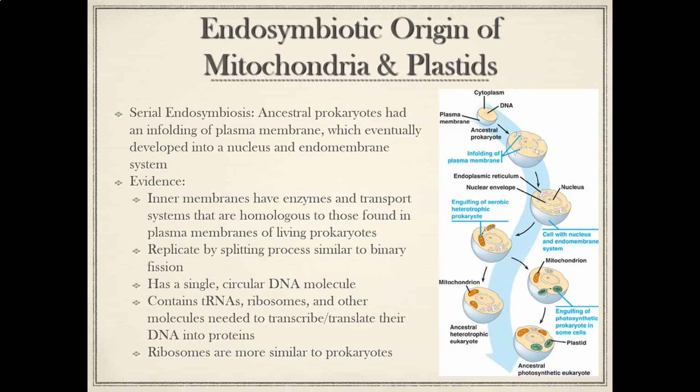But that's not where the evidence stops. They also contain their own tRNAs and ribosomes, both molecules that would have been necessary for protein synthesis within a free-living organism. These two particular organelles also carry out that. And those ribosomes are actually more similar in their structure to the ribosomes we see in prokaryotes. Once again, the eukaryotic ribosomes are slightly different structures because they've evolved and changed over the course of evolutionary history.